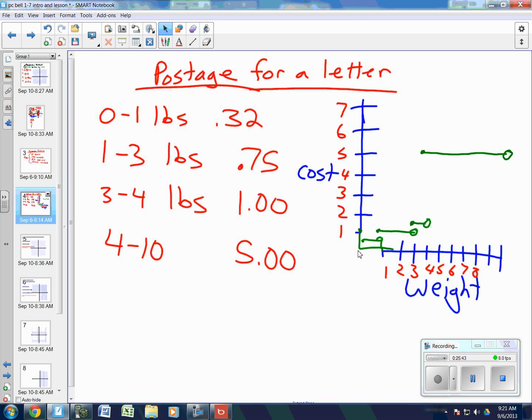Is that a piecewise function? There's a lot of piecewise functions when you're talking about costs of things. You can make a lot of piecewise functions, okay? Very good, Plain.